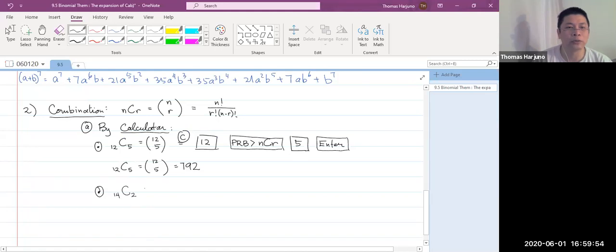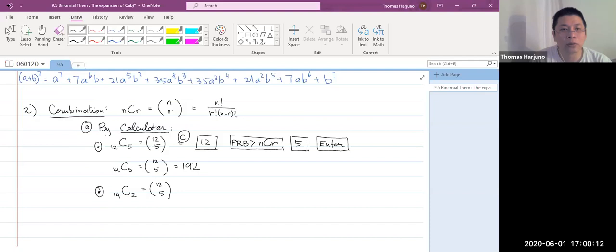Let's say if I ask you to do 14C2. Our textbook uses older notation, but mostly upper level math tends to use this parenthesis notation. Lower level math tends to use this C notation. Okay, I'm sorry, I think I got it wrong. It should be 14C2.